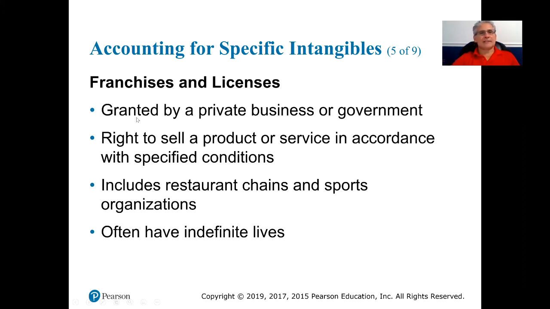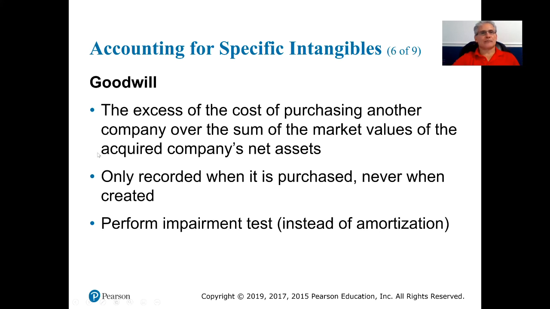Franchises and licenses are granted by a private business or government. It is giving you the right to sell a product or service in accordance with specific conditions, and includes restaurant chains and sports organizations, and they often have indefinite lives. So if you buy a franchise, you do not amortize that cost. You simply hold it as an asset until you sell that franchise in the future.